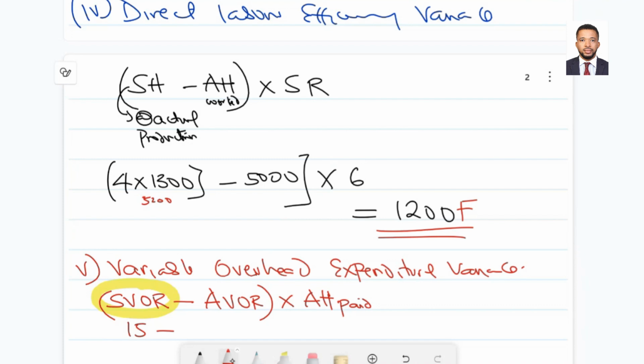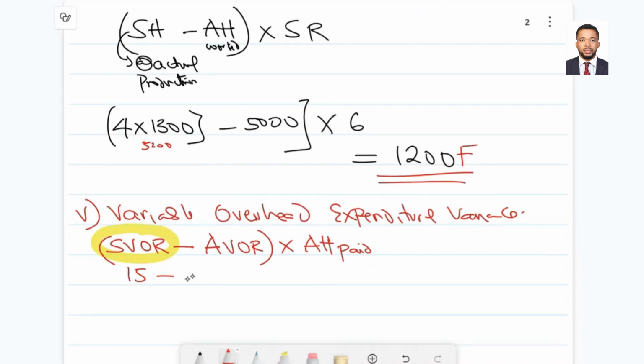Is it 15 or 15.1? 15.1. Then multiply by actual hour paid, how much? Actual hour paid 5,000 hours. 500. Favorable or adverse? Adverse. Any problem? Yes.